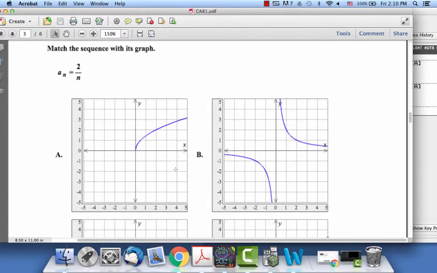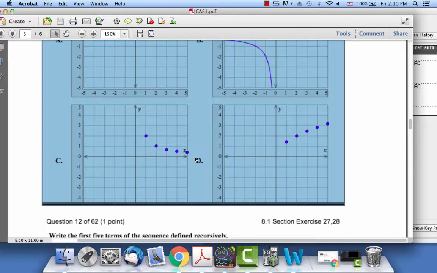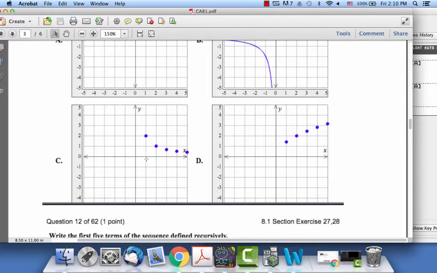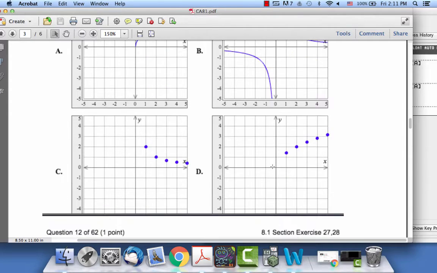When I instead say a sub n is 2 over n, it's still going to look like this over here, but now it needs to be dotted like this and only be defined over here because it's only defined on 1, 2, 3, 4, 5. It's not defined on the negatives. It's not defined on the halves. So it's just this C.